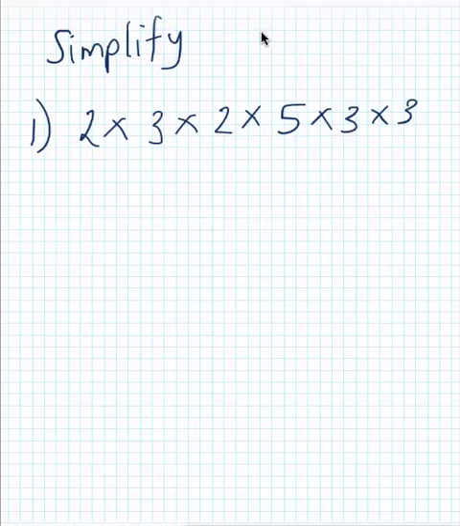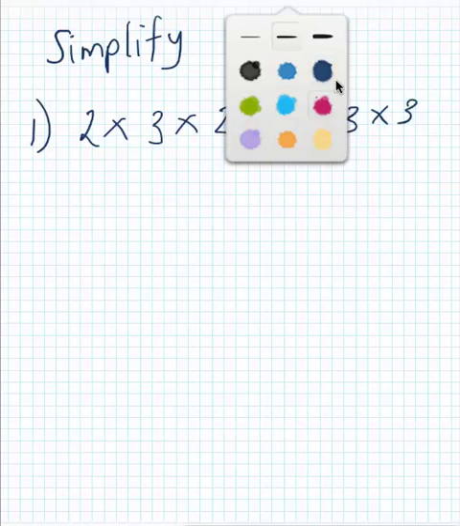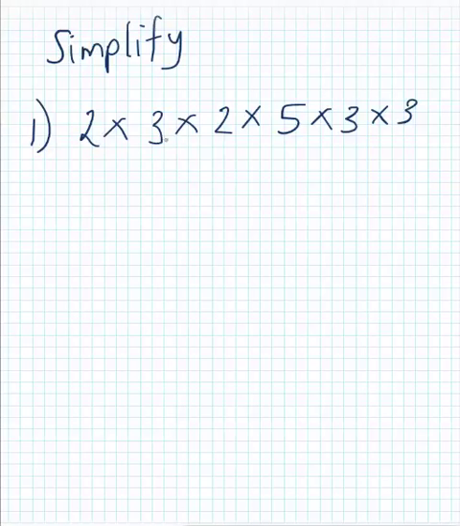Now this question here, it's asking us to simplify, and we have 2 times 3 times 2 times 5 times 3 times 3. It's not asking us to calculate. If it's a calculate, then you can just go 2 times 3 is 6, and 6 times 2 is 12, and so on. But simplify means, the question would also say using index notation. So we have to change our powers. So what you do is, okay, there's multiplication in between everything, so we can do this.